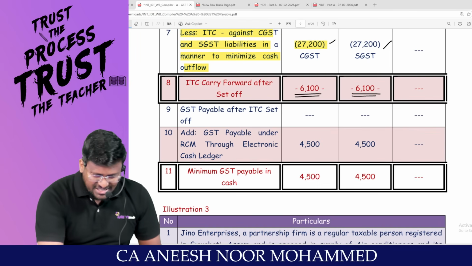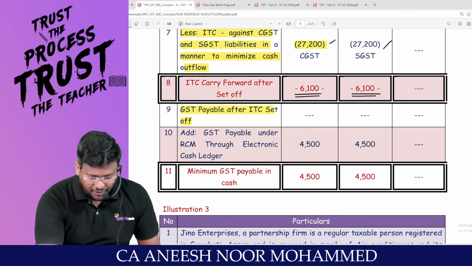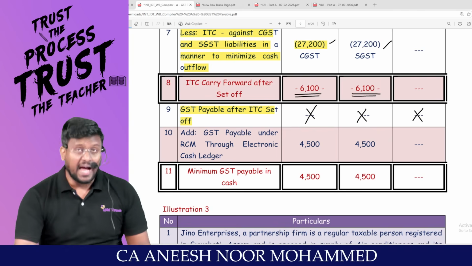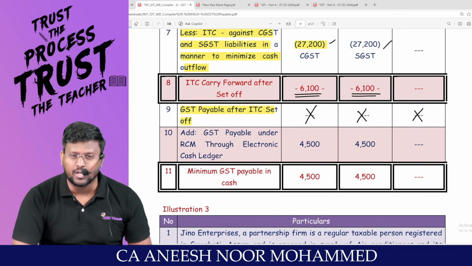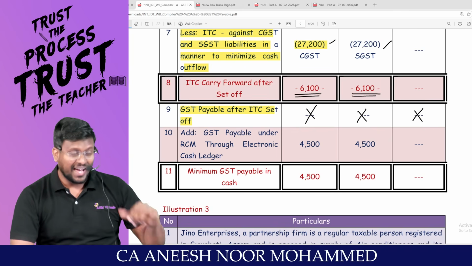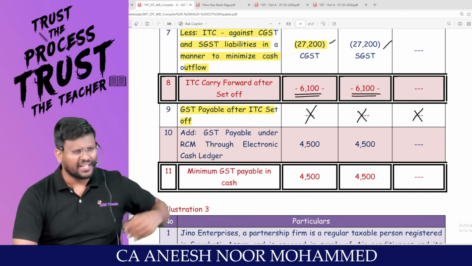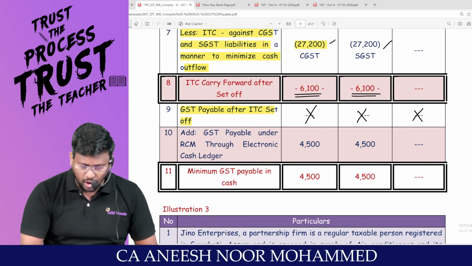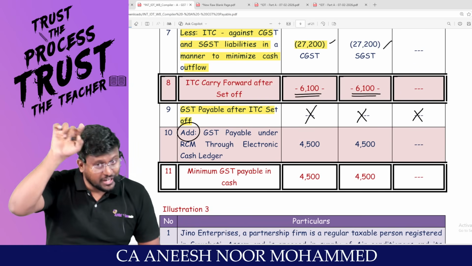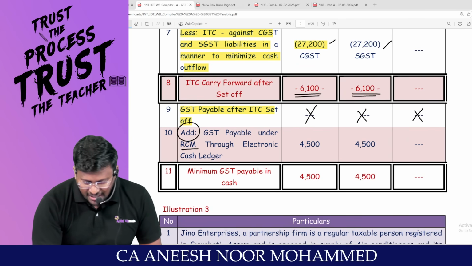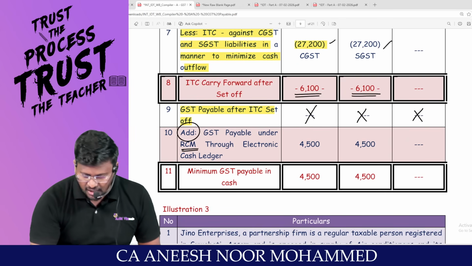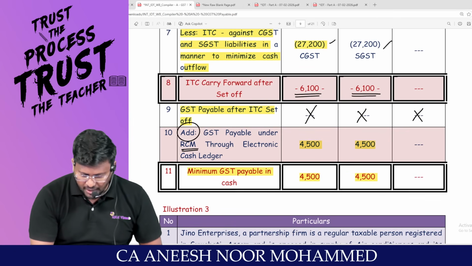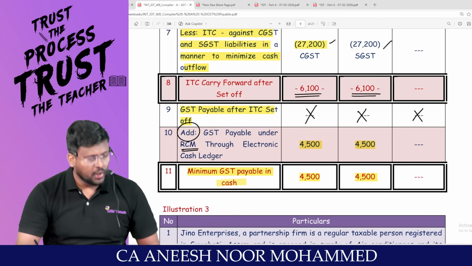Sir, so GST payable after ITC set off is nil. That means whatever GST you are liable to pay, I have used the money available in the electronic credit ledger. But I am having RCM, inward RCM. For inward RCM, I am liable to pay GST through my electronic cash ledger. Add it, because you have reduced something. Sir, GST payable under RCM through electronic cash ledger 4,500 and 4,500. This 4,500 and this 4,500 you should pay through the electronic cash ledger.